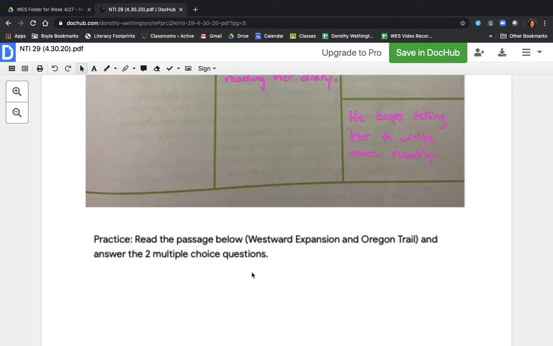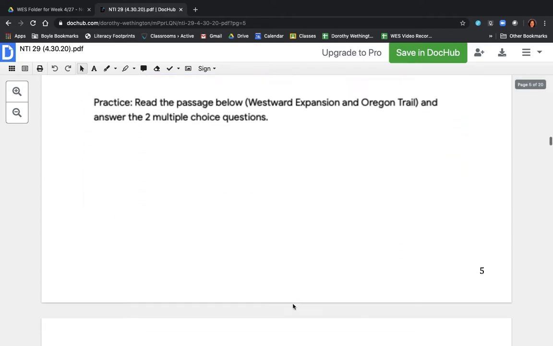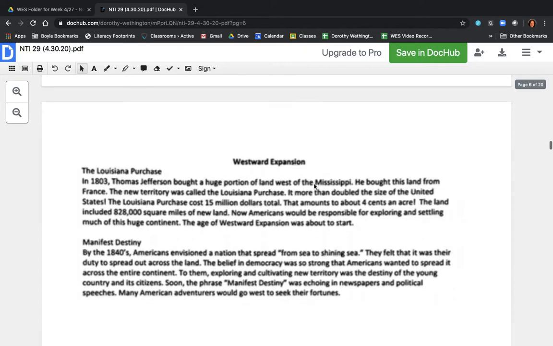Practice. Read the passage below, Westward Expansion and Oregon Trail, and answer the 2 multiple choice questions. Westward Expansion, the Louisiana Purchase. In 1803, Thomas Jefferson bought a huge portion of land west of the Mississippi. He bought this land from France. The new territory was called the Louisiana Purchase. It more than doubled the size of the United States. The Louisiana Purchase cost $15 million total.